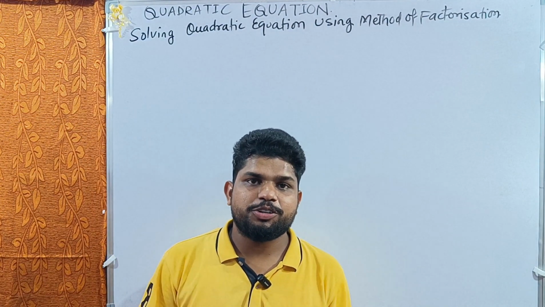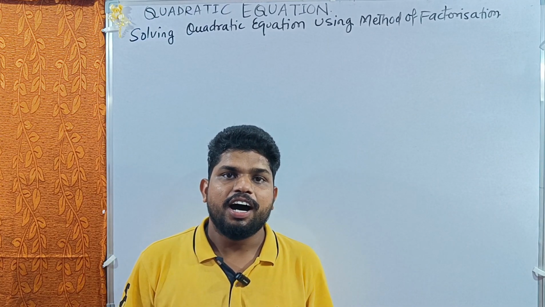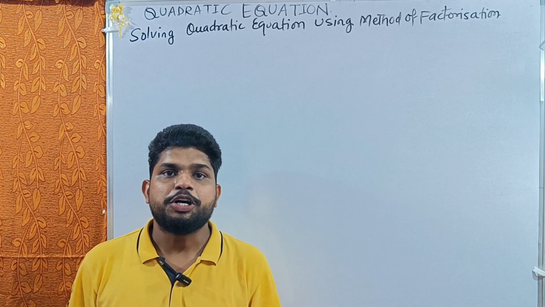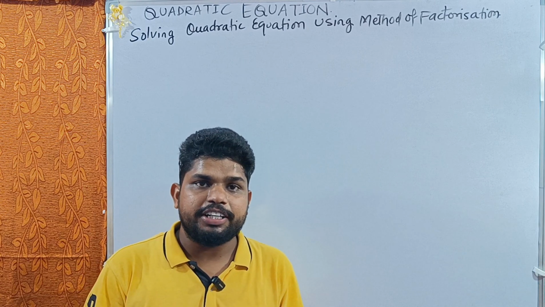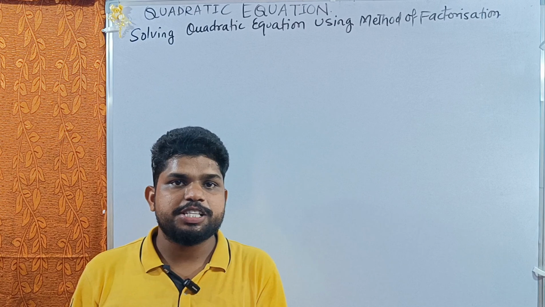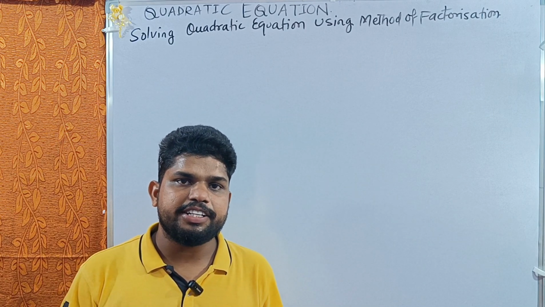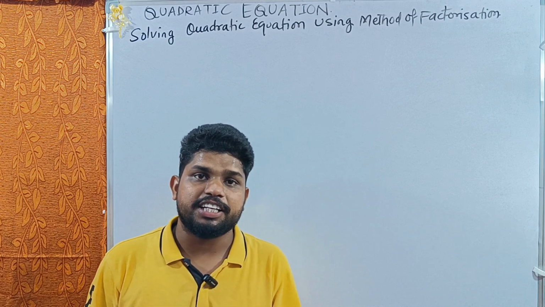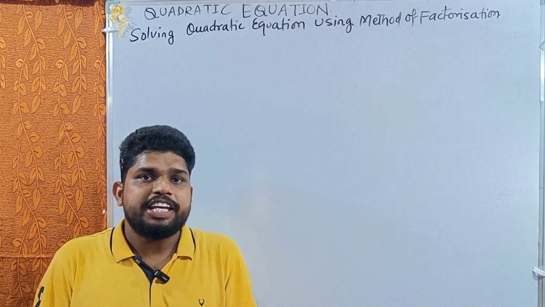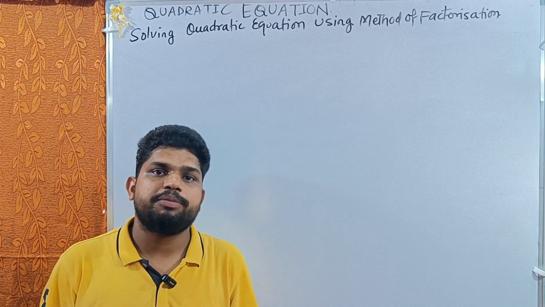Now dear students, we are going to solve a quadratic equation by using the method of factorization. Under this method, what we generally do is express the given quadratic equation as the product of its linear factors, either by using the splitting the middle term method or by using some algebraic identities. Once we express the given quadratic equation as the product of its linear factors, we equate those linear factors to 0 to get the values of alpha and beta.